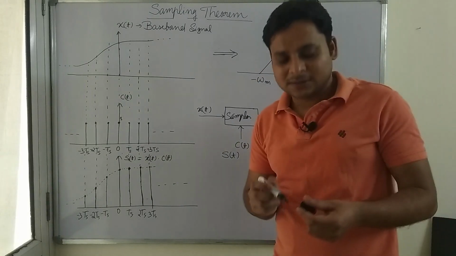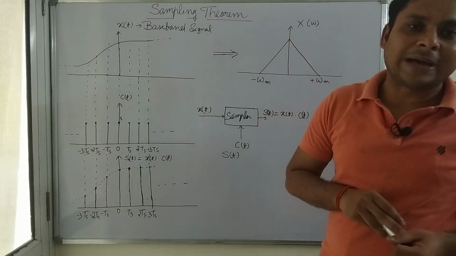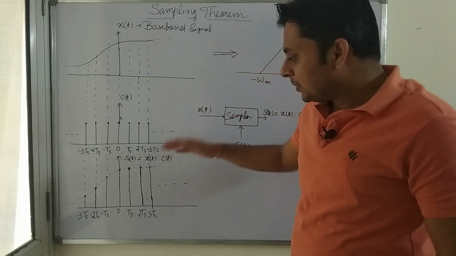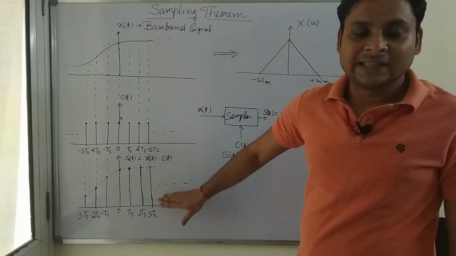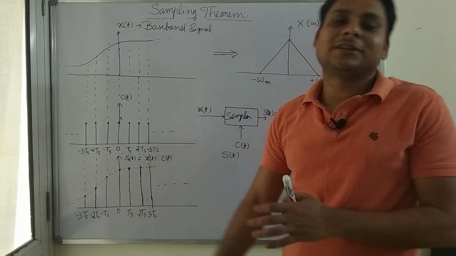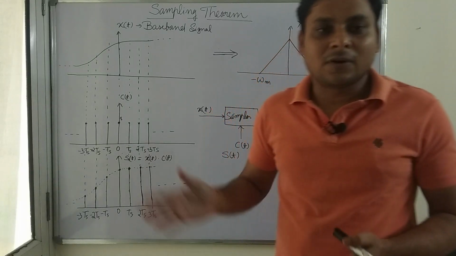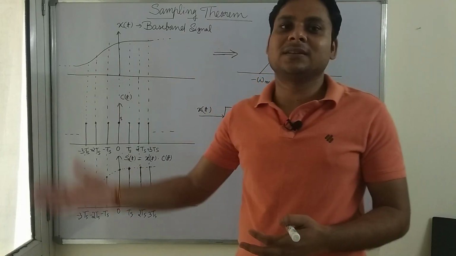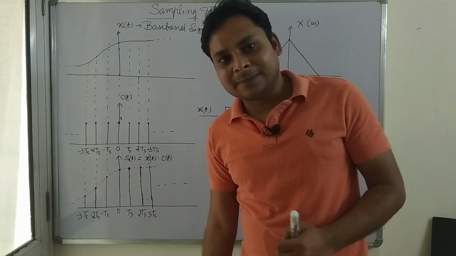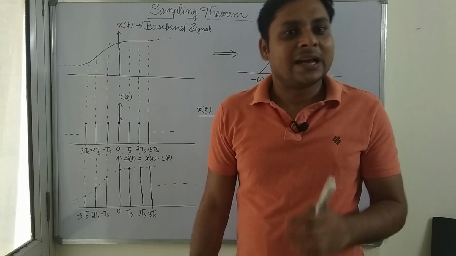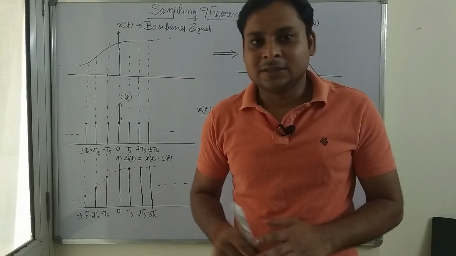It is a simple process, but we need to ensure that the sampled signal we have achieved here must be reconstructed at the receiver end. So there are some conditions for this signal to be reconstructed at the receiver end. Let's analyze them with mathematical analysis and then we will predict the condition.